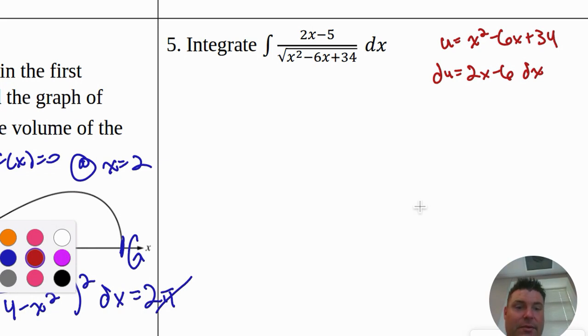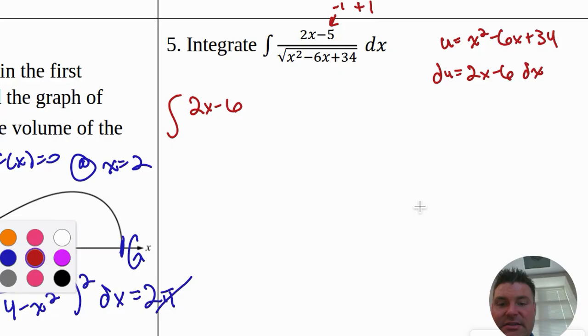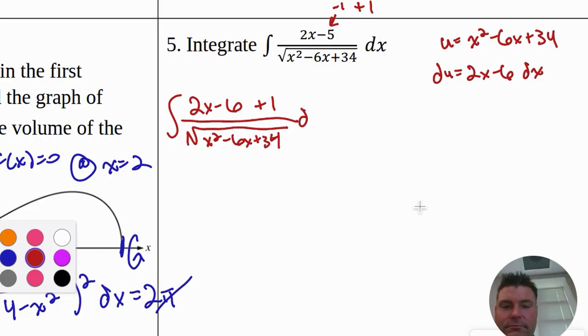So, tell you what, what if I made this a minus 6 right up there? In order to make that a minus 6, I need to take away 1 and then add 1. So this integral is equivalent to 2x minus 6 plus 1 all over this denominator right here. Now I can split this up into 2 integrals. So I'm going to get 2x minus 6, and I did a lot of the hard stuff here for this first integral.